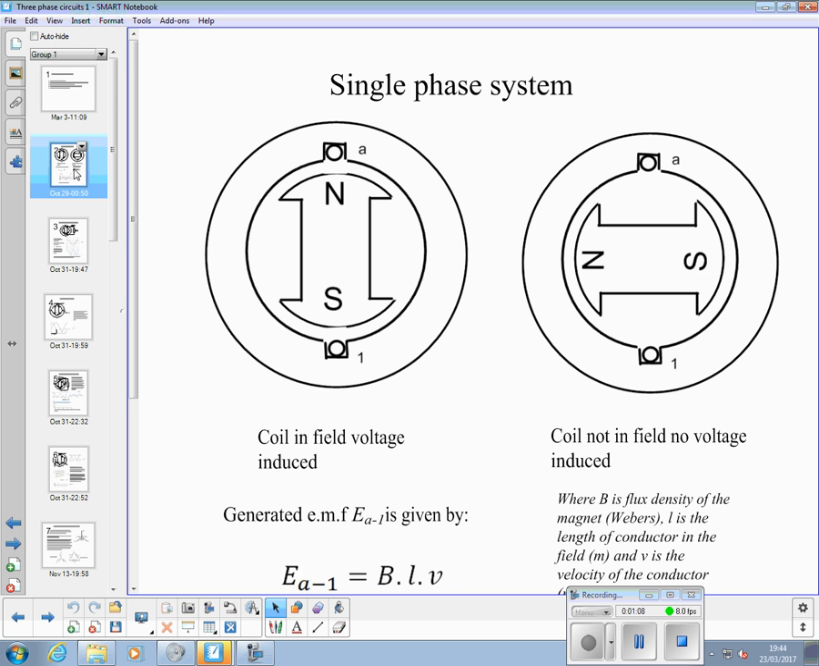Single phase system. Alright? The whole generation is moving a magnet inside a coil in a circle and creating a sine wave.